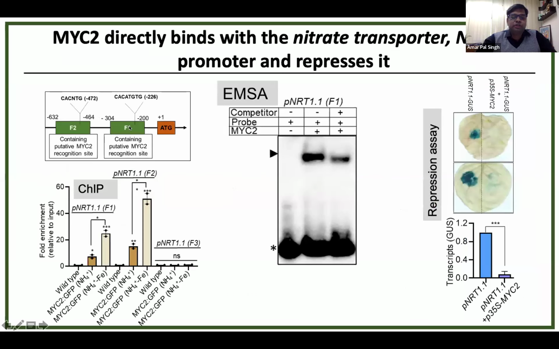Then, to evaluate this, we first analyzed the promoter sequence of NRT1.1, and we found that there are putative MYC2 binding sites in the promoter of this gene. We validated the binding of MYC2 with the NRT1.1 promoter, and indeed in binding assays using GPRMSA, MYC2 is able to bind with the NRT1.1 promoter, and in repression assay it is suppressing the NRT1.1 function.